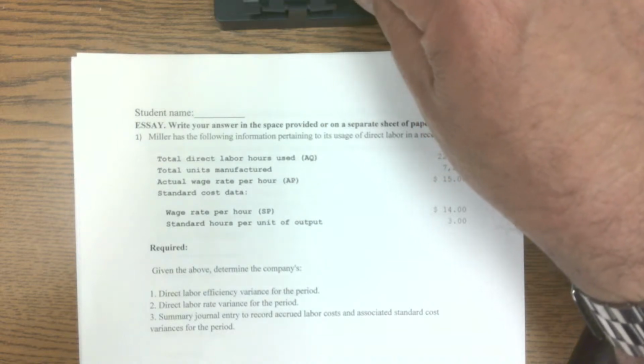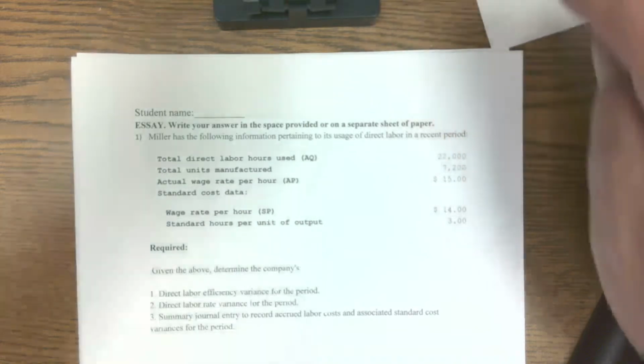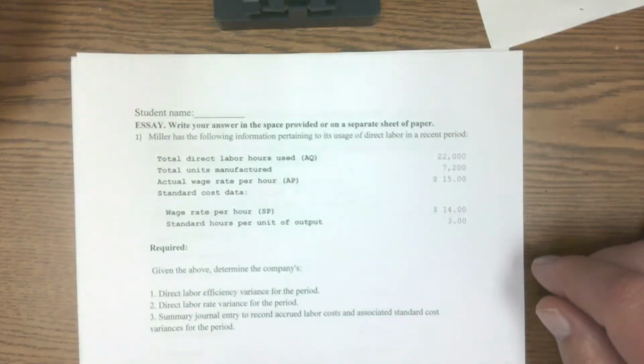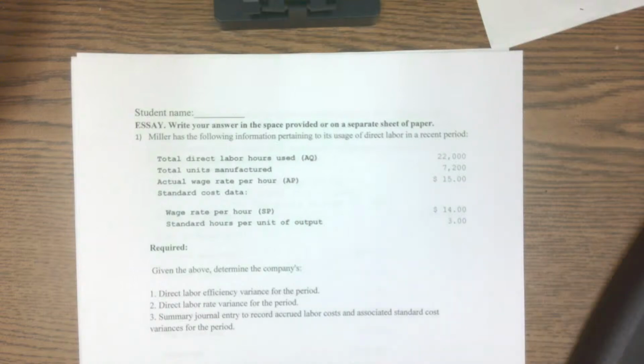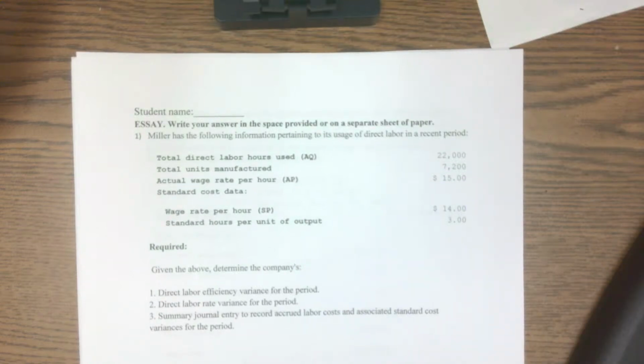Okay, so we've got Miller has the following information pertaining to its direct labor in a recent period. The total direct labor hours used is 22,000. Total units manufactured 7,200. Actual wage rate was $15 an hour. Then we have standard cost data of the wage rate per hour. The standard is $14 an hour, and the standard hours per unit of output was 3 hours per unit of output.